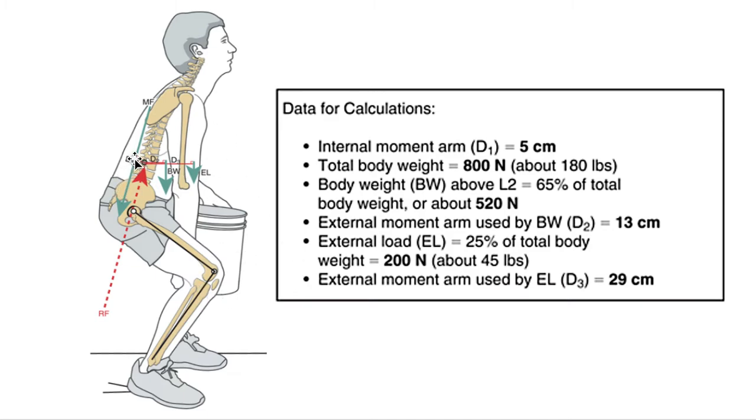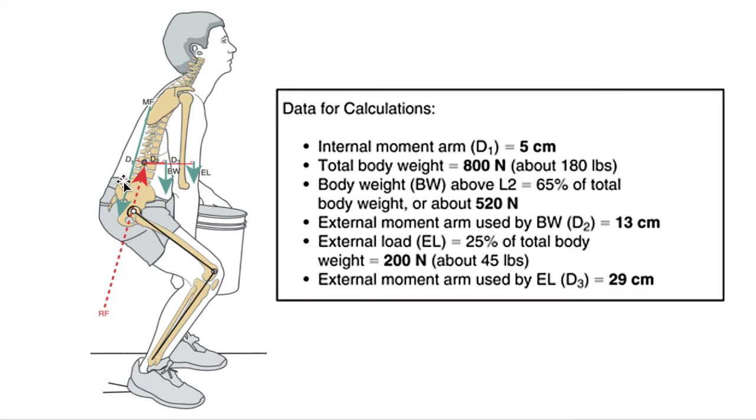Internal moment arm, D1, is known here to be 5 centimeters. This is the distance from the axis of rotation of the joint to the point of insertion of the extensor musculature. Total body weight of this person is 180 pounds, which equals 800 newtons.